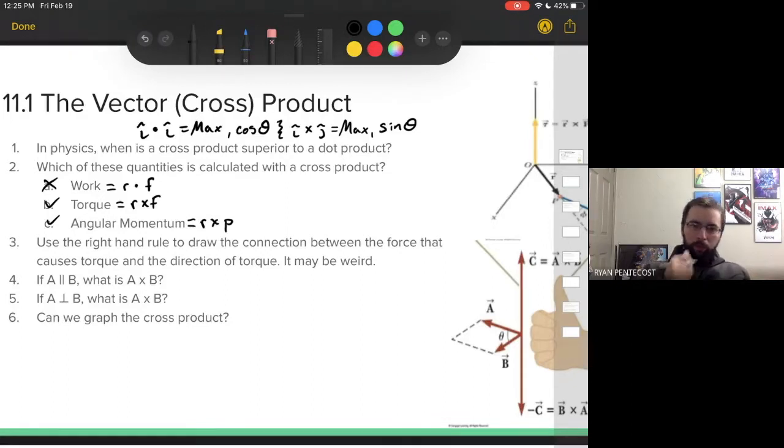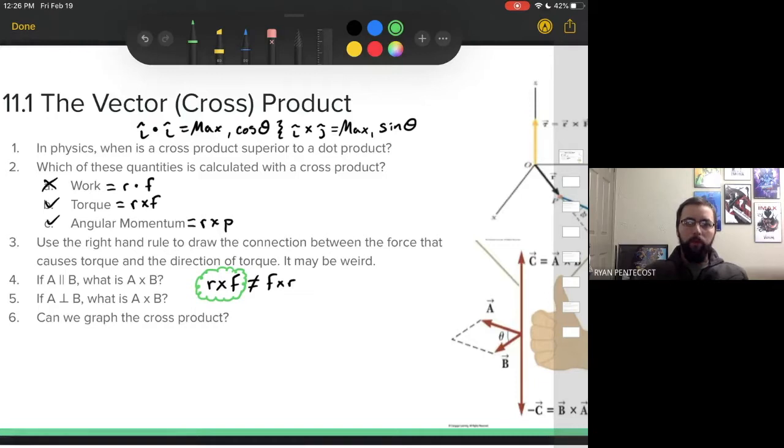Now, I do want to emphasize that in dot product, you can say that R dot F equals F dot R. We never really talked about the order of the components when we talked about the dot product, but in the cross product, if we're talking about torque, R cross F does not equal F cross R. So that's why we are going to use this ordering when we talk about cross product, because they are not the same. And we can use the right-hand rule to figure this out.